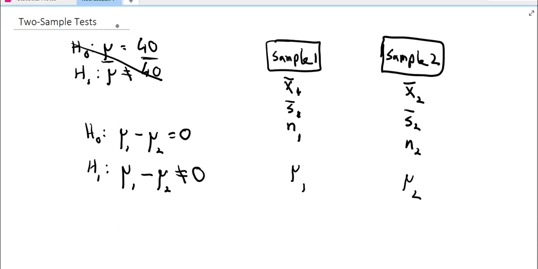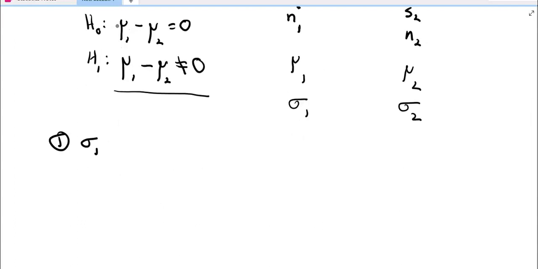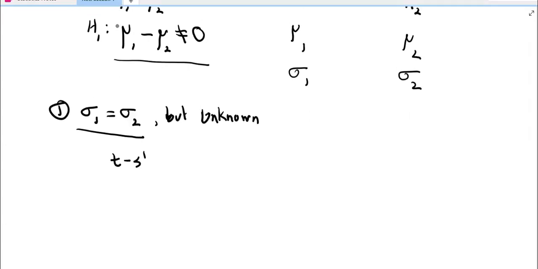We can also do a one-tail test, but if you want to do a one-tail test, you can watch my other videos where I do one, but basically the idea is pretty much the same. So we're just going to introduce the two-tail test here. Since we have two samples, just like before, it all depends upon whether we know the population standard deviation or not. We assume that they're equal but unknown. In that case, we use the t-distribution to find our test statistic.